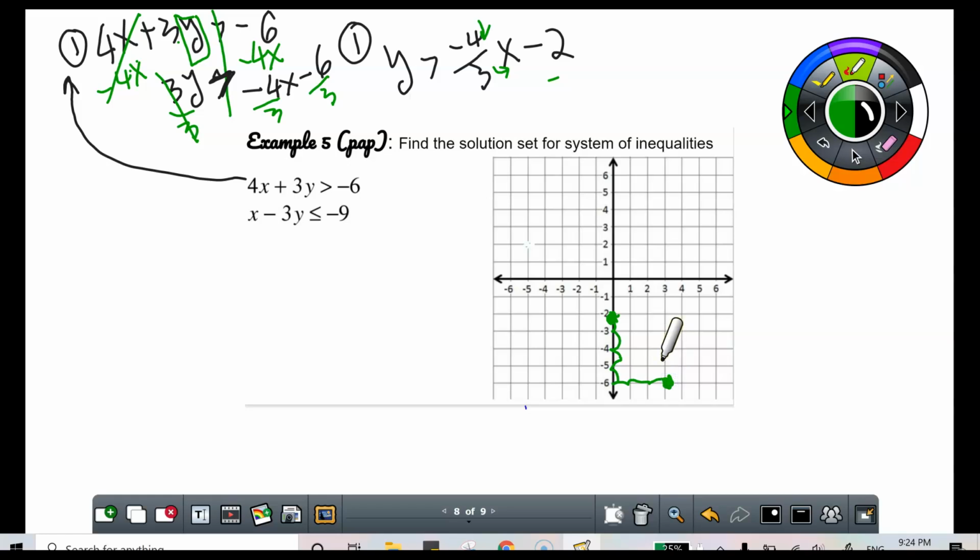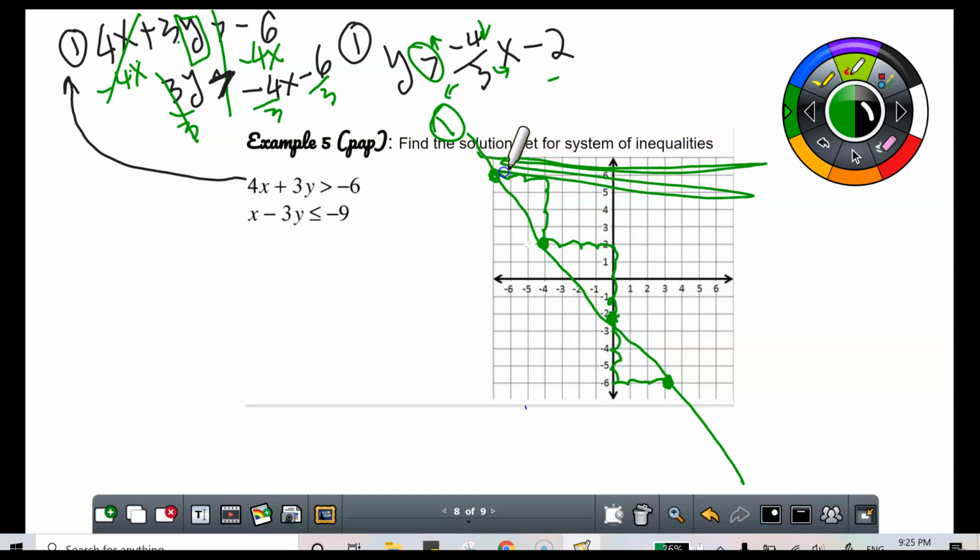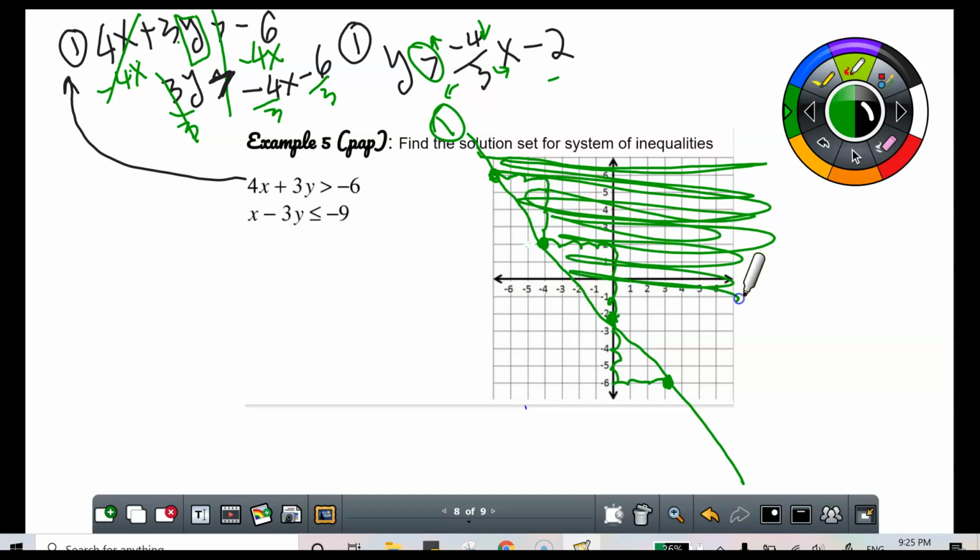On the opposite direction, up 4, left 3, right? So from the y-intercept, up 4, left 3. One more point, up 4, left 3. Okay? Connecting them. That's your first line. And deal with the inequality symbol. It's greater than, so we're going to shade above the line, which is this area, above it, right?